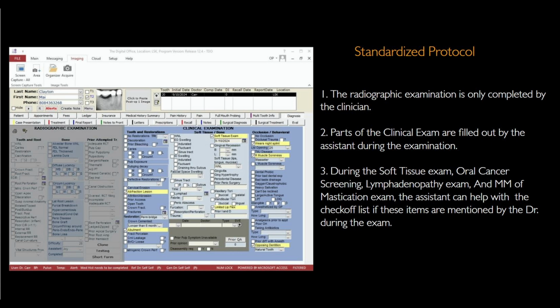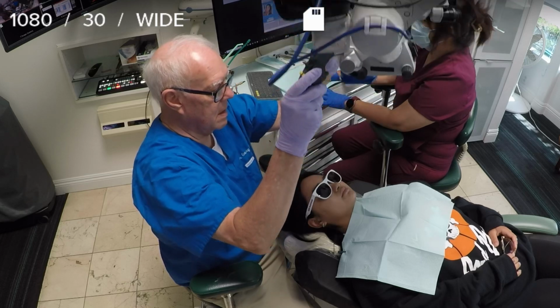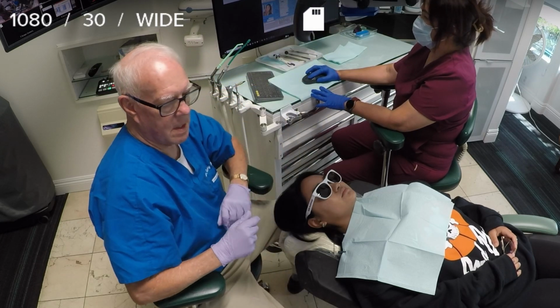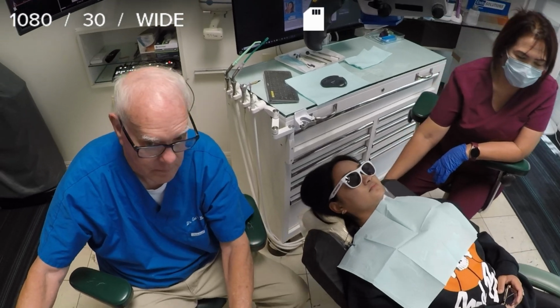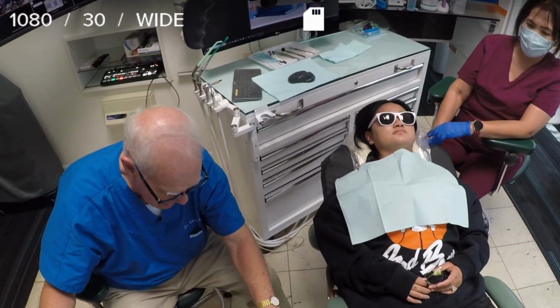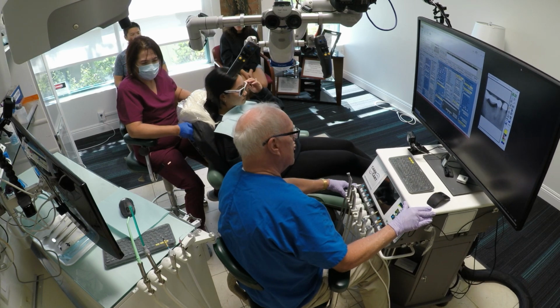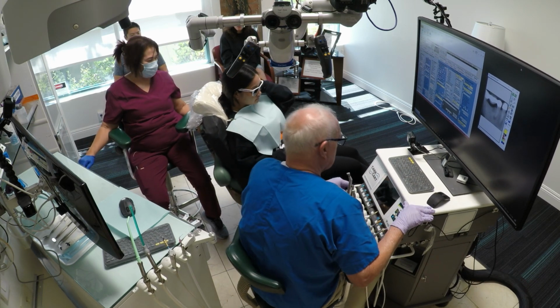So by the time the doctor brings it up to do the radiographic examination, some of the form and the clinical examination is already filled out for you, and that simplifies it quite a bit. So this is us, actually at the point where I've finished the soft tissue exam, oral cancer screening, and the muscles of mastication, and this is how I fill the form out.